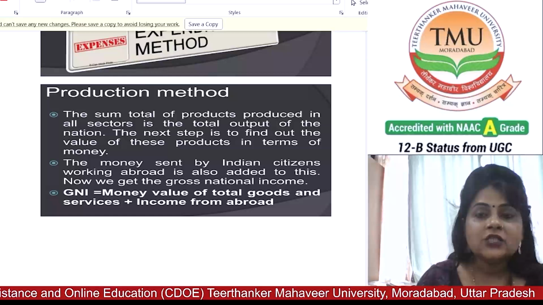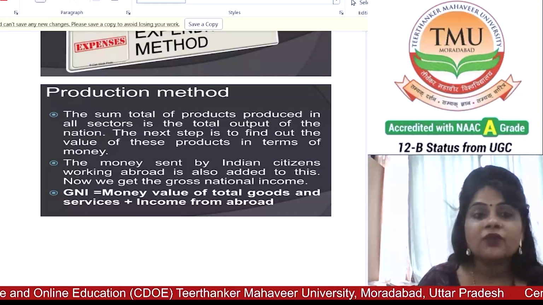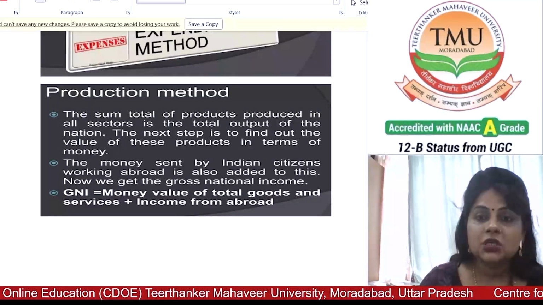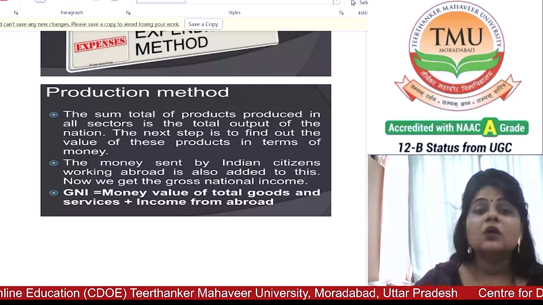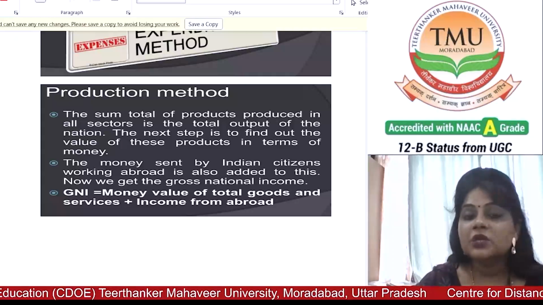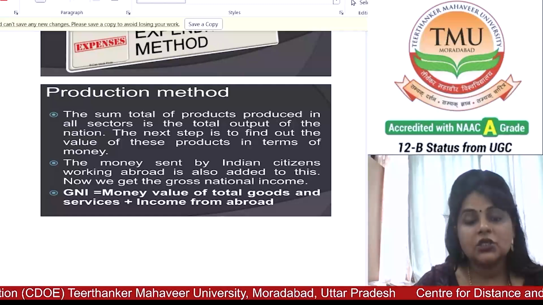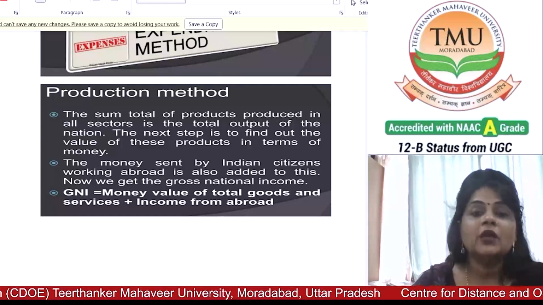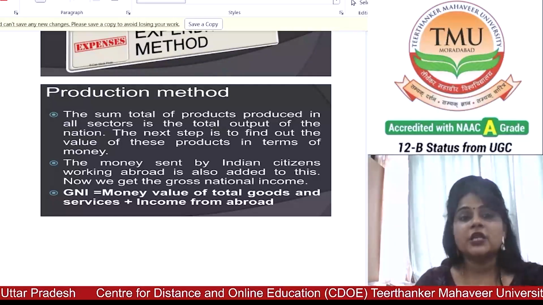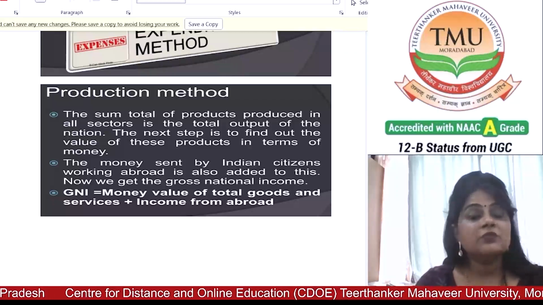The expenditure method is the most common way to calculate national income. The expenditure method formula for national income is C plus I plus G plus X minus M, where consumer spending is denoted by C, investment is denoted by I, government spending is denoted by G, X stands for export, and import is represented as M. So, national income is the aggregate value of all goods and services produced by firms in a given financial year.